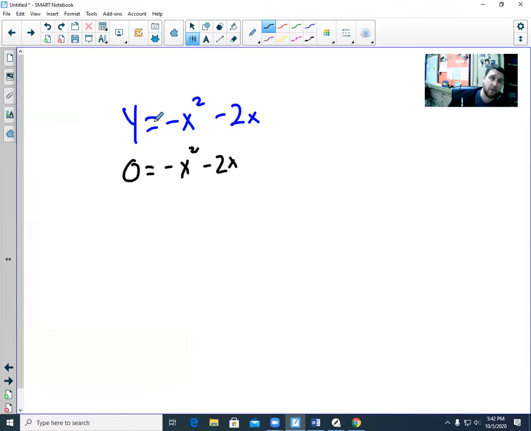If you want to find what the y-intercept is, you would just plug in 0 for the x's. So you would end up getting y equals negative 0 squared minus 2 times 0, and then you would find out that y equals 0. So that's how you would test for the intercepts.